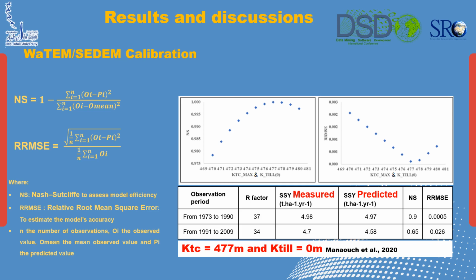For this upper watershed, we have two periods. The first is used for calibrating the model, the second for validating the results. And we found that KTC equals 477 meters and KTL is about 0 meters.